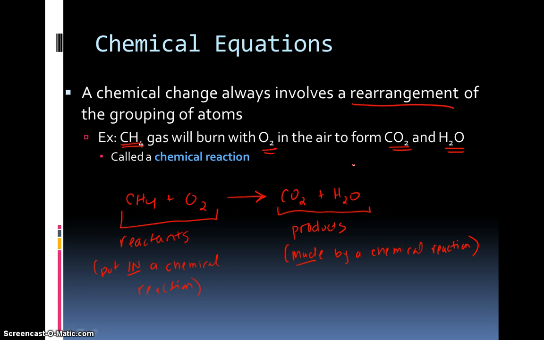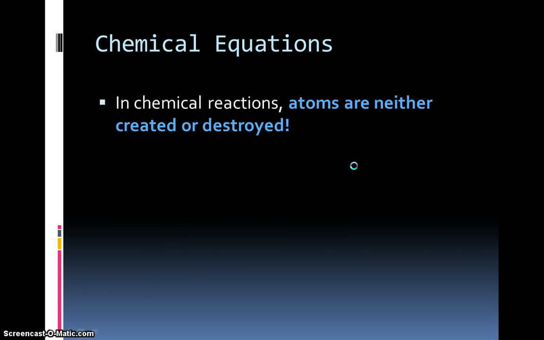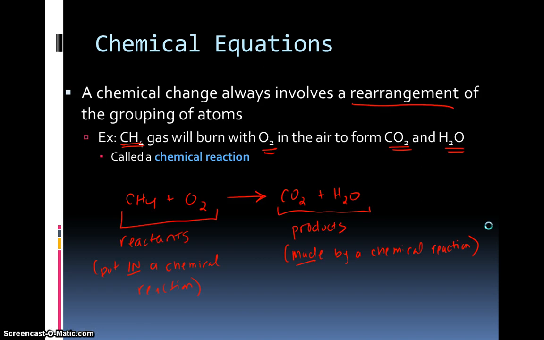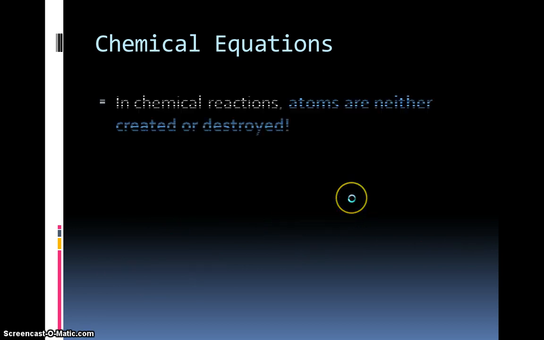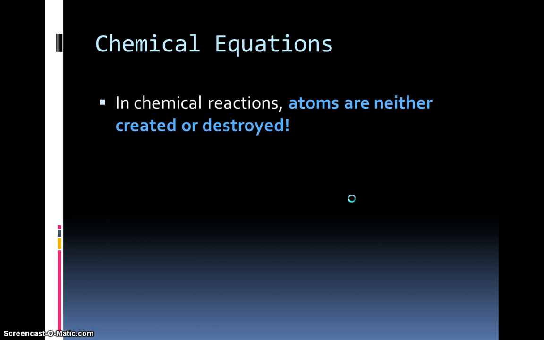Now some other information that we get from chemical equations are the state of matter. And the really important thing to think about when we're doing chemical reactions is atoms are not created or destroyed. So if we go back to the last slide and we look at it, in my reaction I have C's, H's, and O's on the reactant side. I have C's, H's, and O's on the product side. So we're not creating any new atoms and we're not destroying any of the atoms that we started with.